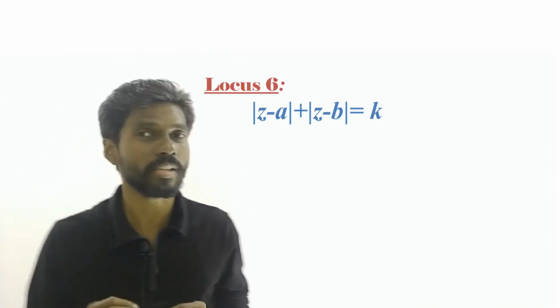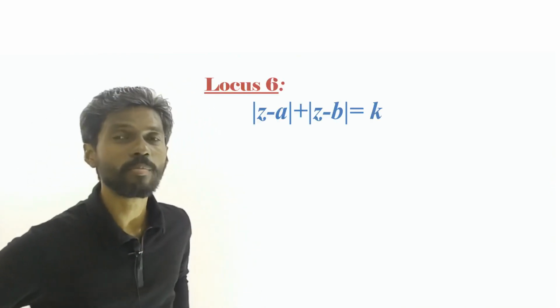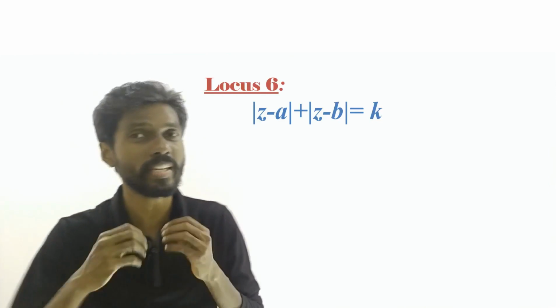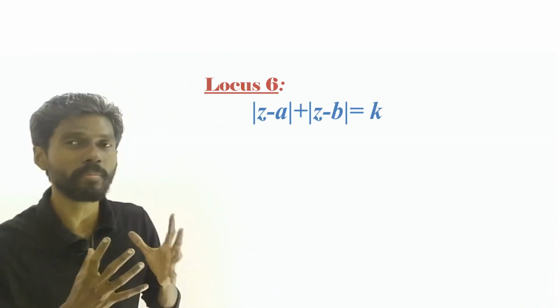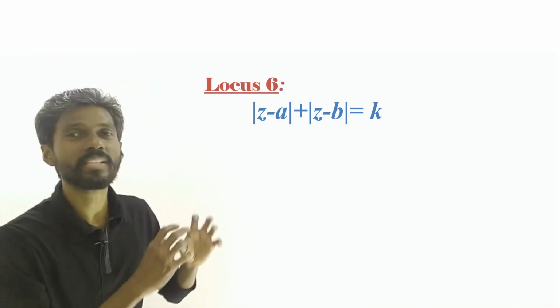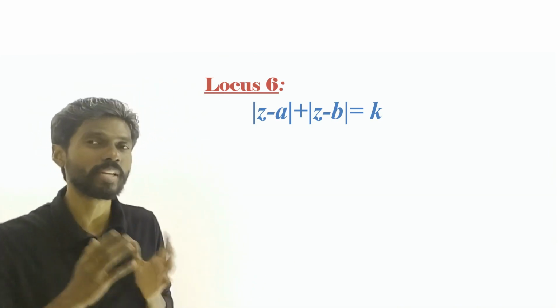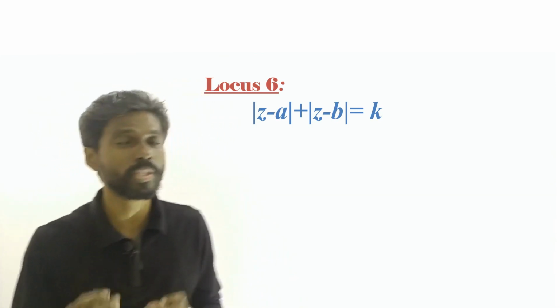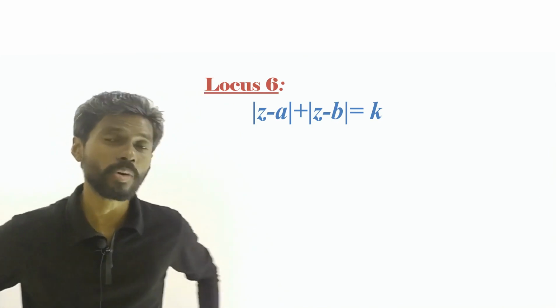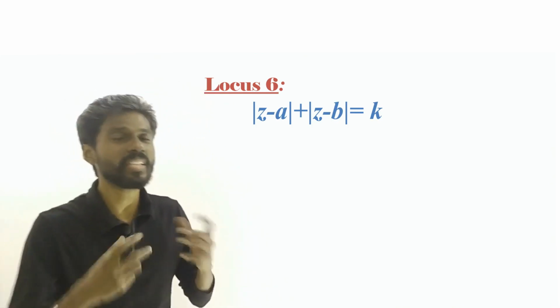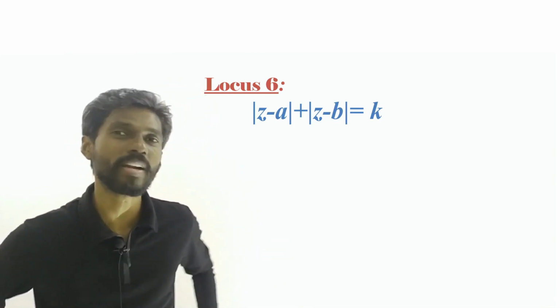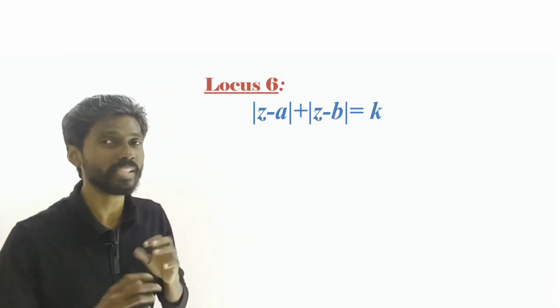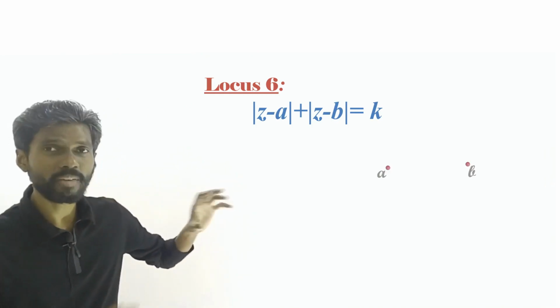The next locus is of the form modulus of z minus a plus mod z minus b equal to a constant k. A and b are fixed complex numbers as usual, and z is the variable complex number. So far we have done many locus equations, but these equations either represent a circle or a straight line, or maybe a part of a circle or a part of a straight line. But here this equation is different. See, a and b are fixed points.